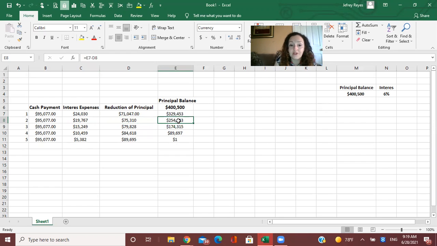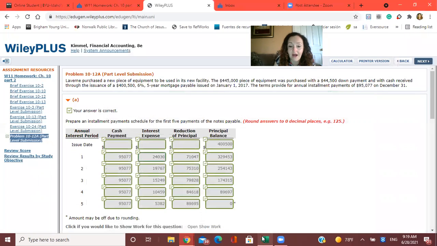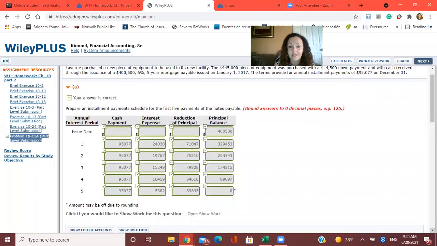So now the principal balance is going to be this amount, $329,453 minus the principal. So this is the amount. So you're going to continue to do it for the rest of the exercise, that you can continue checking. And that's why I have the total here, right? So this is the first part, and we finalized the 5th year with $0.